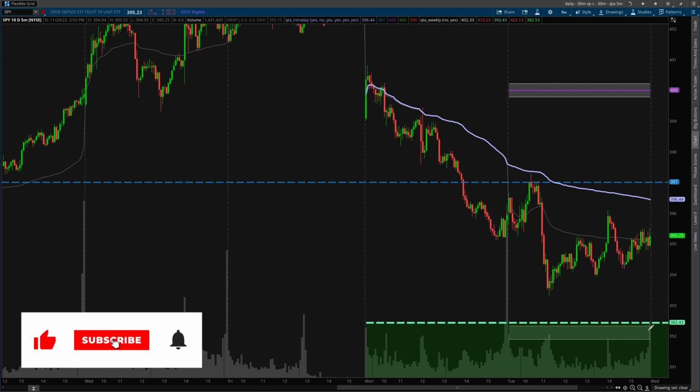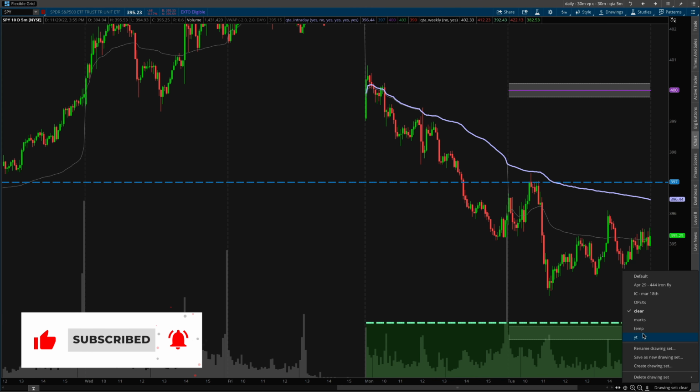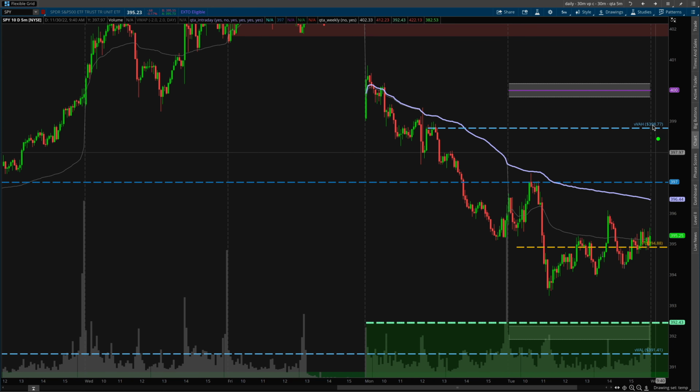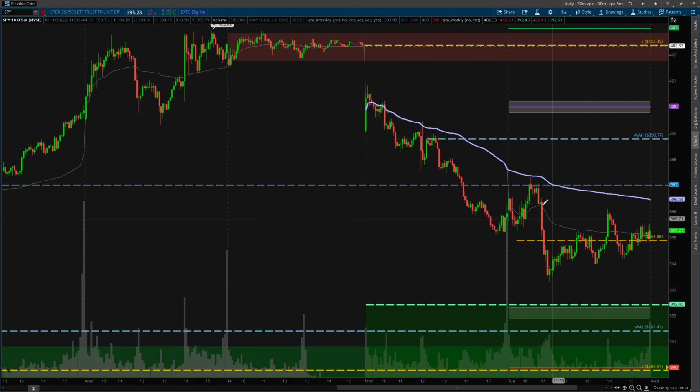And from the profile with the value areas, we see we have a value area high in this area right here. So 399, 400 ends up becoming the probable target. And that's just hopefully provide a little bit of insight.